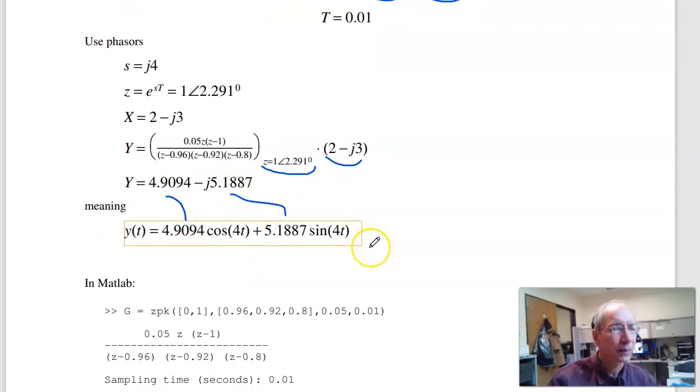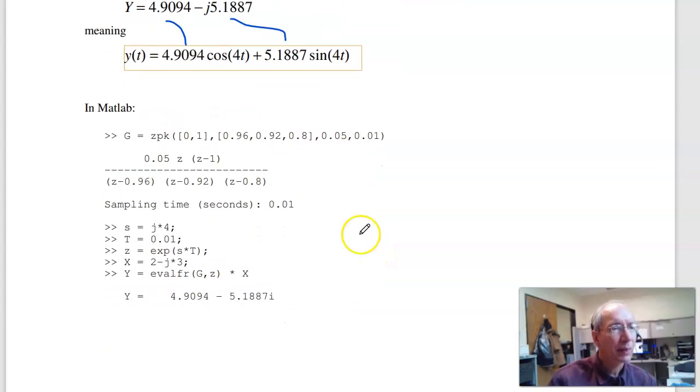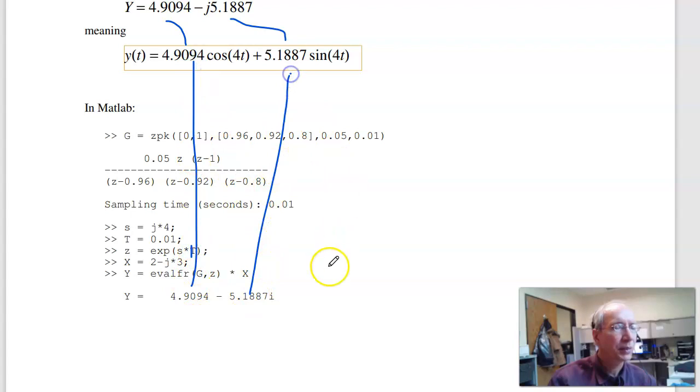Just like the s-plane. In MATLAB I can do that. Input your g of s. Here's your sampling rate. So here's the numerator polynomial, denominator polynomial, k, and the sampling rate. S is j4, t is 0.01, z is e to the st, there's x. What is the gain of g of z at that point times the input? You get a complex number, and again, the real part means cosine, minus j means sine.